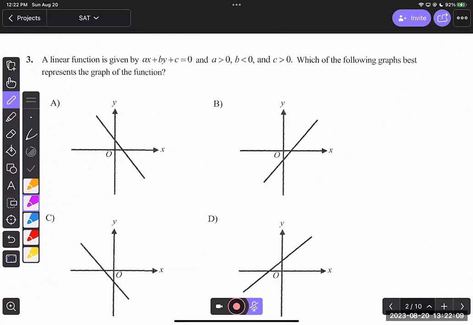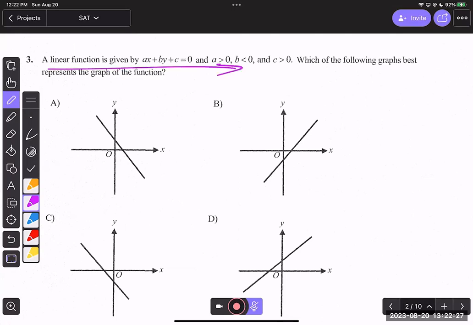So are we supposed to take a look at number three, subtract both sides by ax and by c and then divide by b to convert to linear? You could, but that's a little bit hard, right? Because you're not really told what those values are.